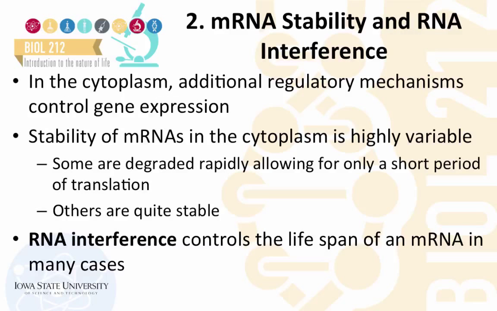The second mechanism that is involved in regulating gene expression after transcription is complete relates to mRNA stability. Once the spliced mRNA leaves the nucleus, in the cytoplasm, additional regulatory mechanisms control gene expression. As a result, stability of mRNAs in the cytoplasm is highly variable. Some mRNAs are degraded rapidly, allowing for only a short period of translation, whereas others are quite stable, leading to extended periods of translation. A process called RNA interference controls the lifespan of mRNA in many cases.